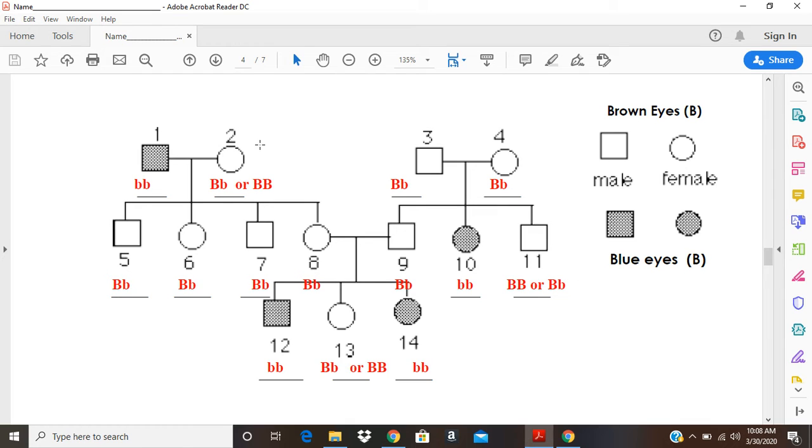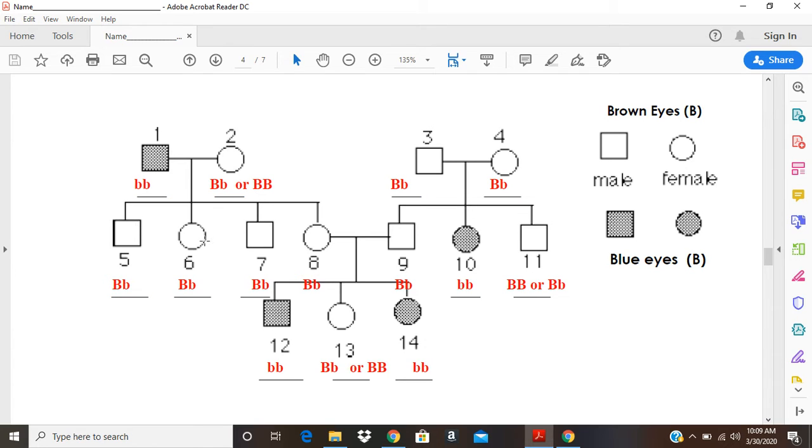You'll notice that numbers 2, 11, and 13 can have either big B, little b, or big B, big B. The reason for that is with a pedigree chart, it's a prediction. So we don't know for certain what individual 2, 11, or 13 could be based upon the offspring or based upon the scenario that we're given. So we do know that the individuals that are shaded are recessive and they have the blue eyes. And so we know that a blue eye trait is going to be little b, little b.